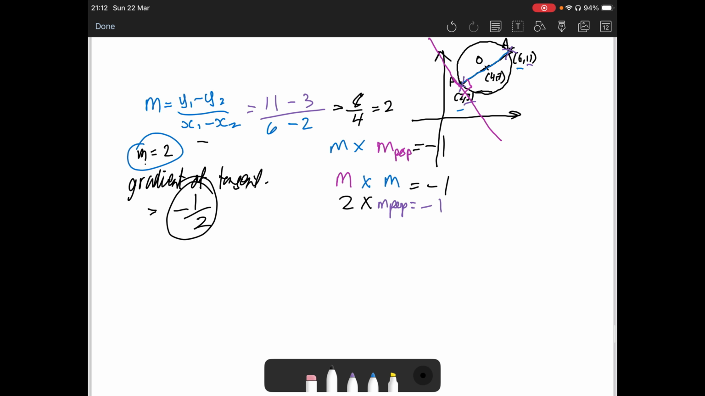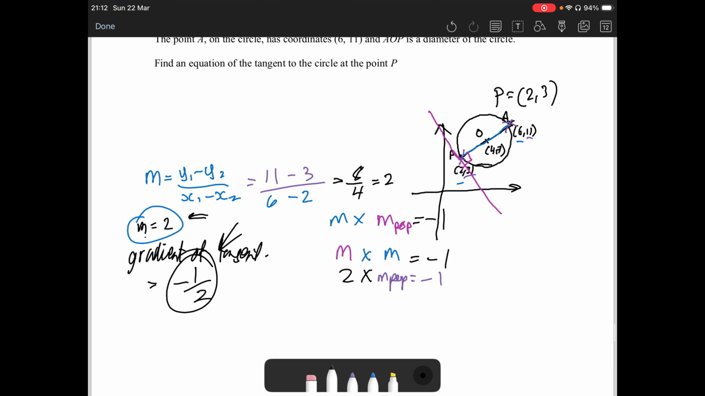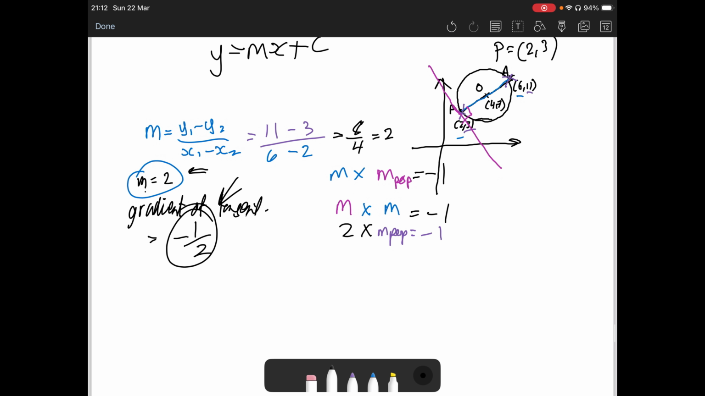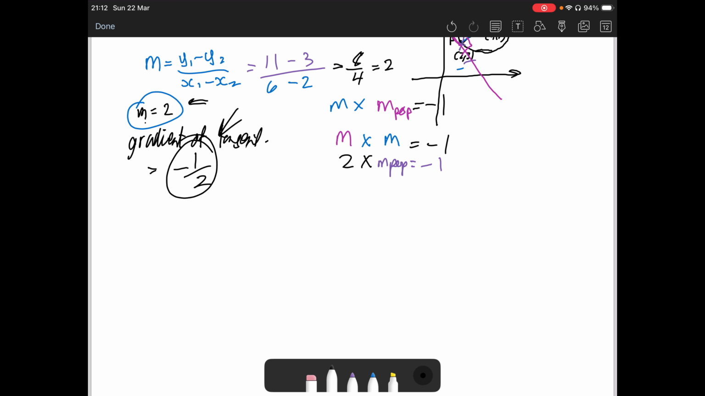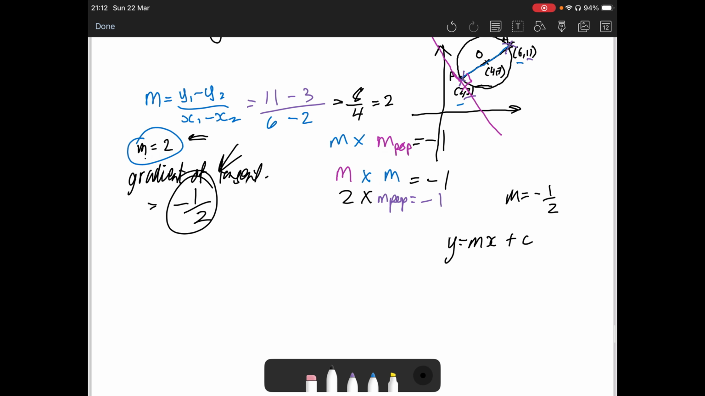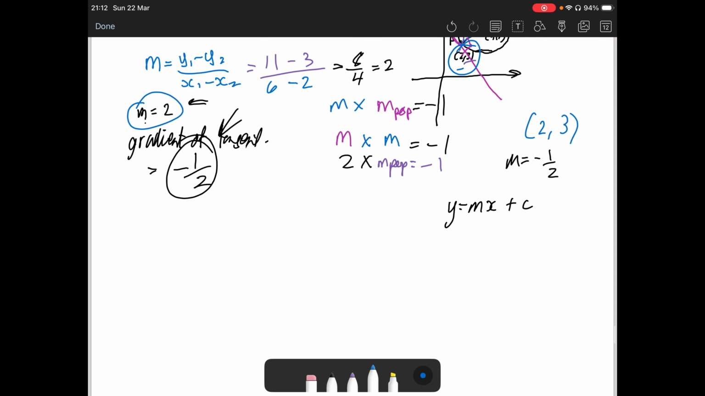Both gradients, this one and this one, have to be 2 times x squared minus 1. So now it asks for the equation of the tangent, and we'll do it in the form y equals mx plus c. Any straight line, y equals mx plus c, is the way. So this line, what do we know about it? We know the gradient, m is minus a half, and we also know that it crosses this point here at (2, 3). So the last thing to do now is really just to find the letter c, and we can do that by substituting in x, y into my equation.